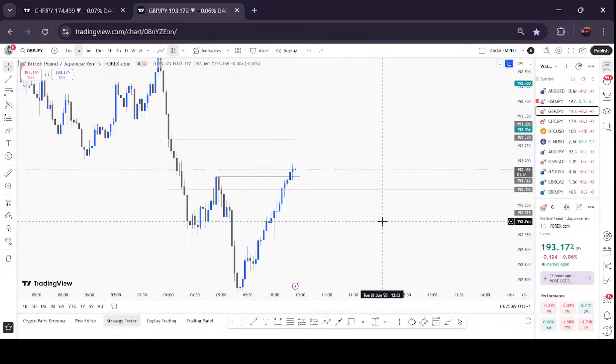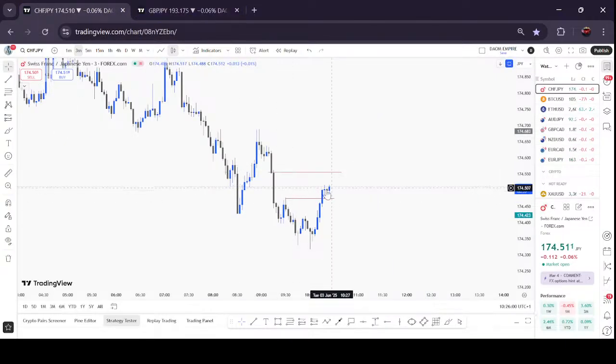Still have a lot of space above. Just keep pushing. Okay, CHFJPY too is pushing up again now.